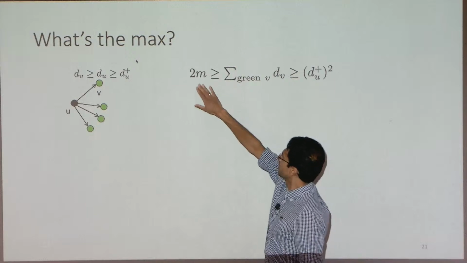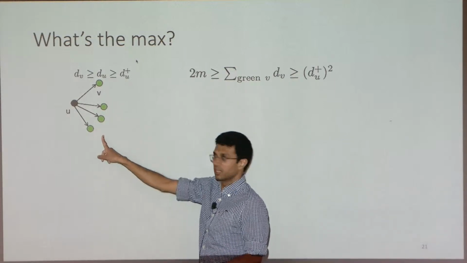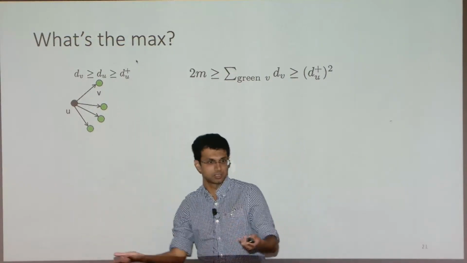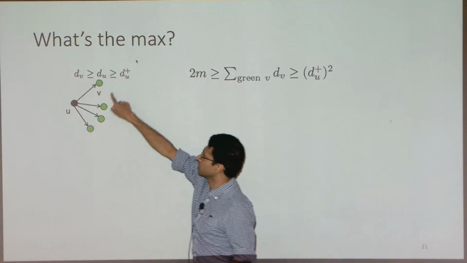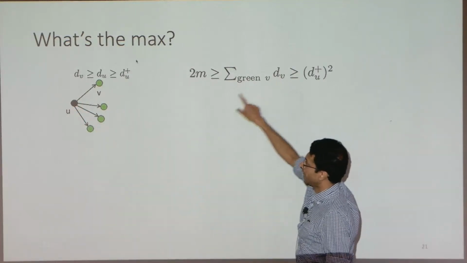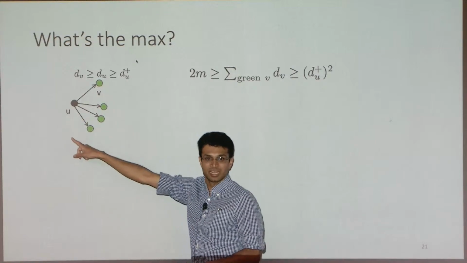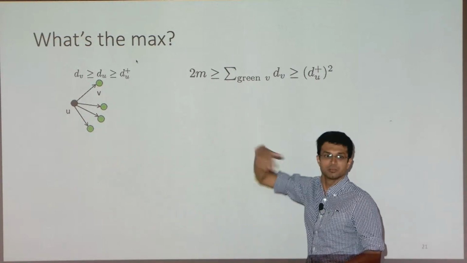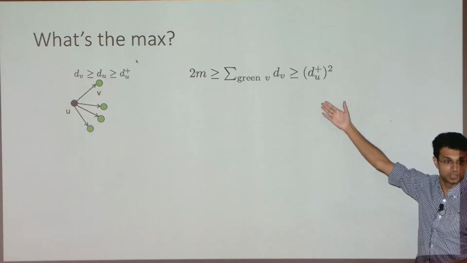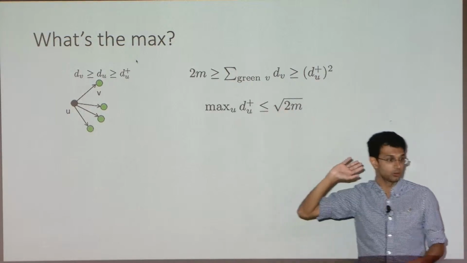So the sum of all these vertices' degrees is at most 2 times m, because that's just the total sum of all degrees. And the green vertices are the ones that u is pointing to. Each d_v, as we said, is at least the out degree of u, d_u plus. And how many green vertices are there? d_u plus. So it's at most d_u plus squared. Therefore, the max value of d_u plus is at most square root 2m.